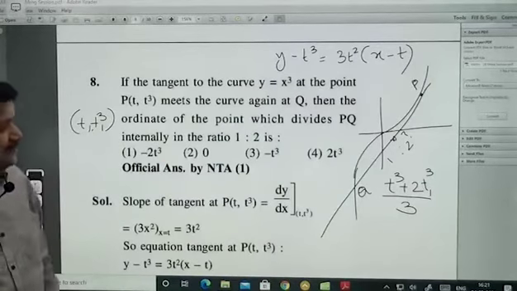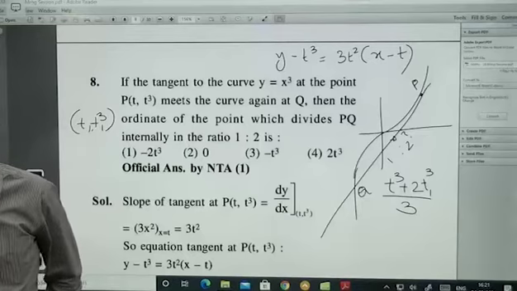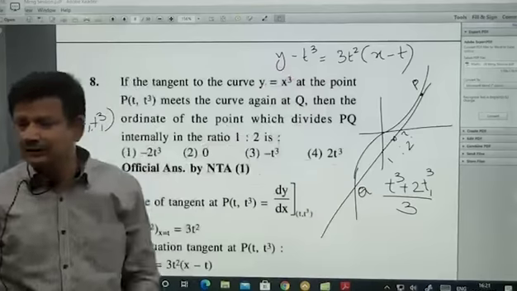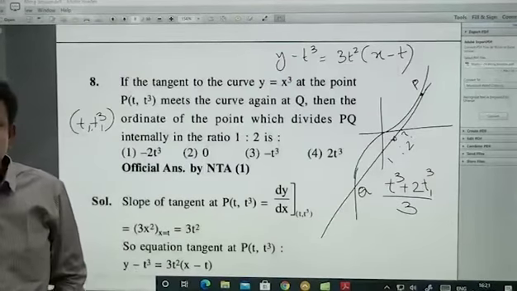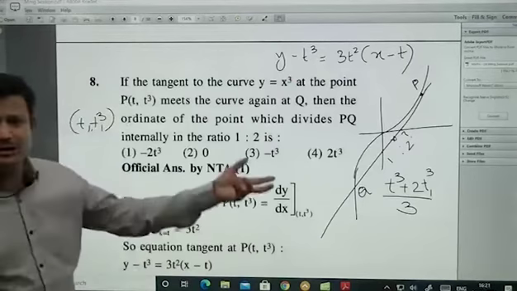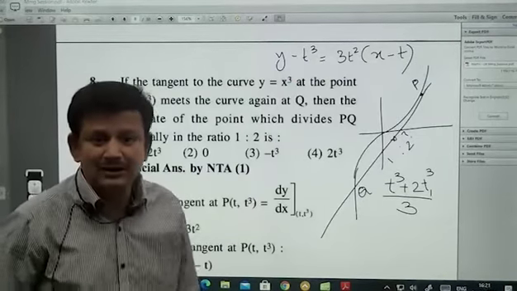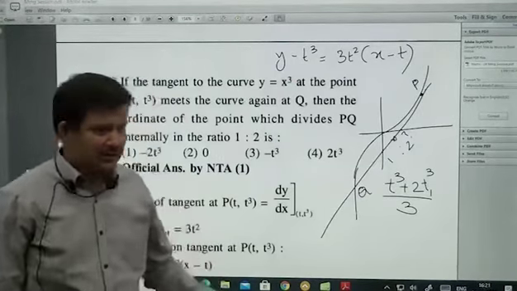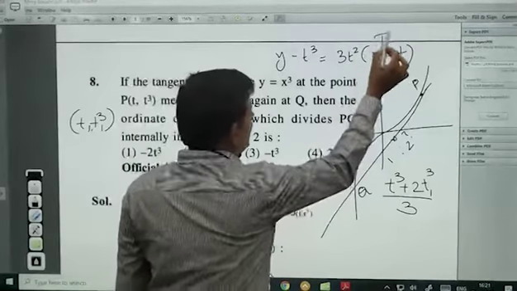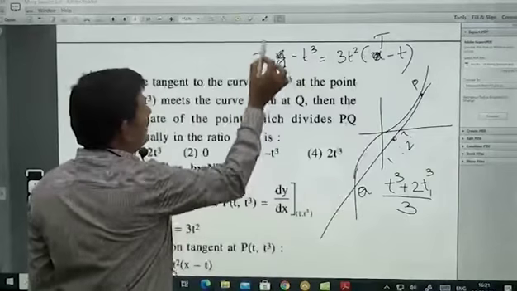So if you find T1, story is over. How to find T1? Tangent equation, solve it again with the curve. And we are hunting only for the T value or T cube value. So substitute any variable point on it. Let's say capital T. This will be capital T cube.